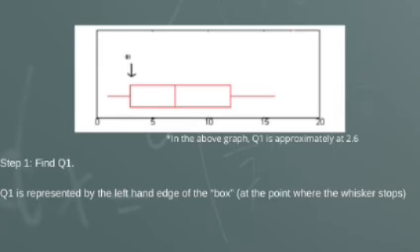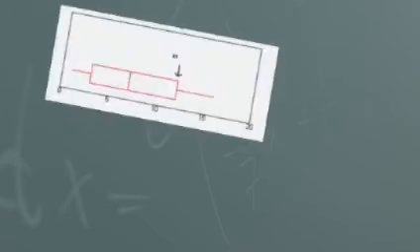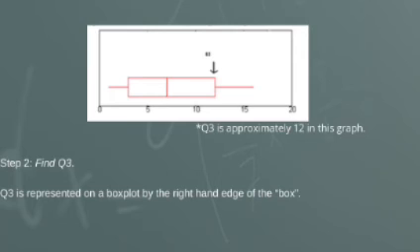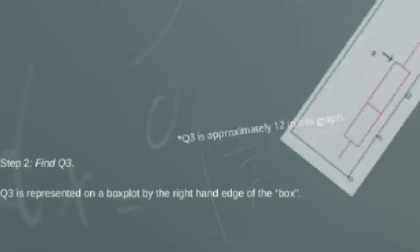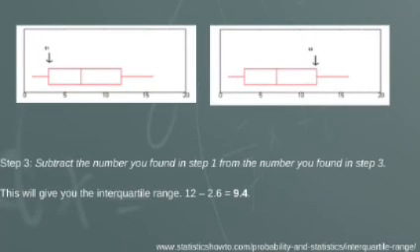Step 1. Find Q1. Q1 is represented by the left-hand edge of the box at the point where the whisker stops. In the above graph, Q1 is approximately 2.6. Step 2. Find Q3. Q3 is represented on a box plot by the right-hand edge of the box. Q3 is approximately 12 in this graph.